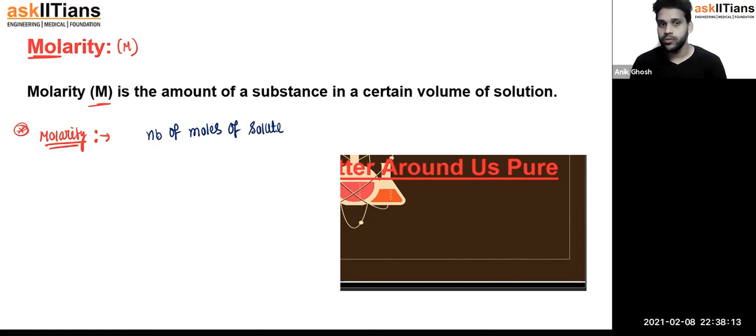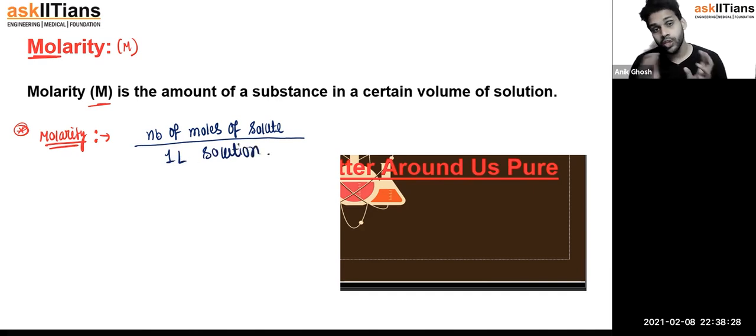Molarity means the number of moles of solute in how much amount of solution? 1 liter of solution, like it was previously. So 1 liter of solution. 1 liter of solution means solute plus solvent together giving you 1 liter. Are you getting this point first?